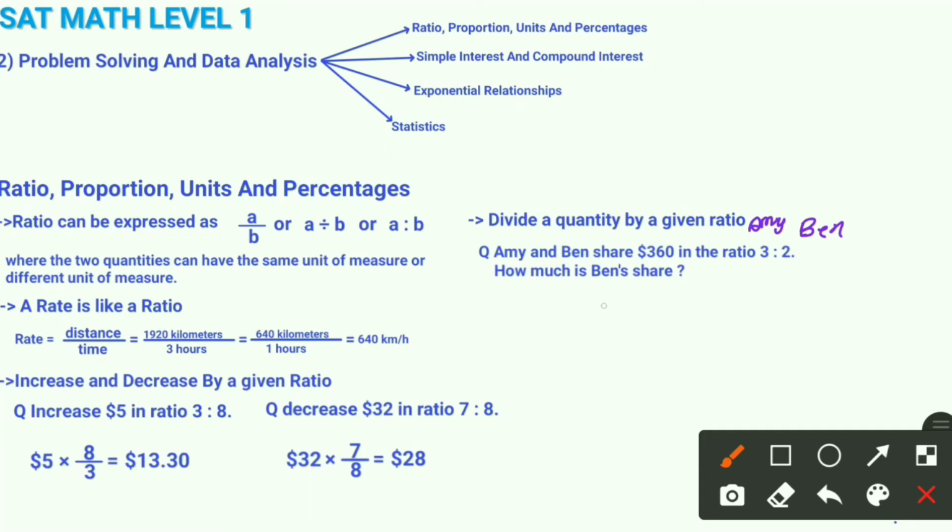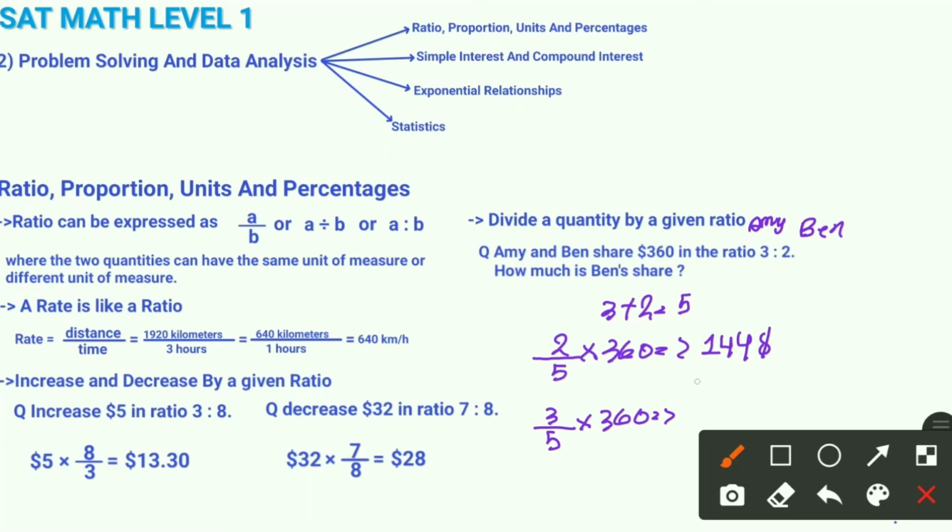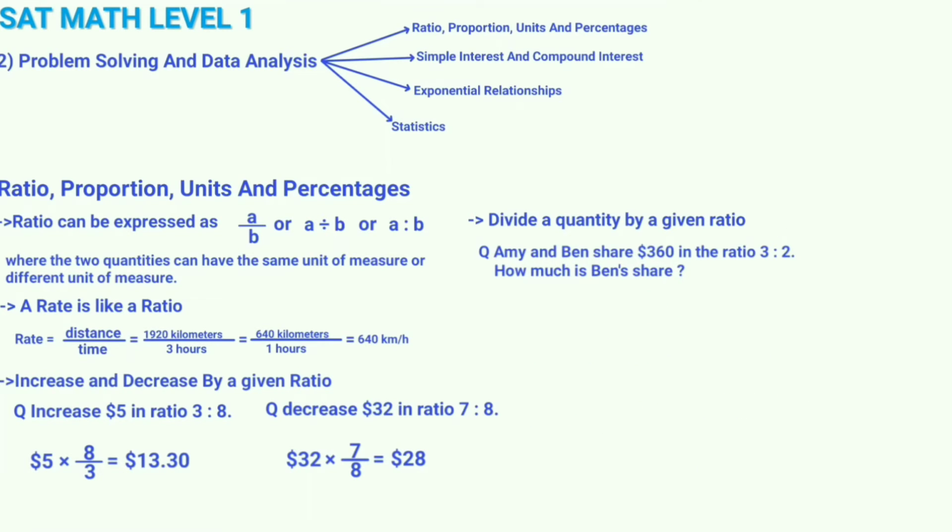In order to find out, first of all, we're going to sum up the ratio. It would be 5, and since 2 is the ratio for Ben, who has a share of $360, it is 2 upon 5 multiplied by 360. If I use a calculator, then $144 is Ben's share. And if I want to know Amy's share, then 3 upon 5 multiplied by 360, and it's 216. That is Amy's share.